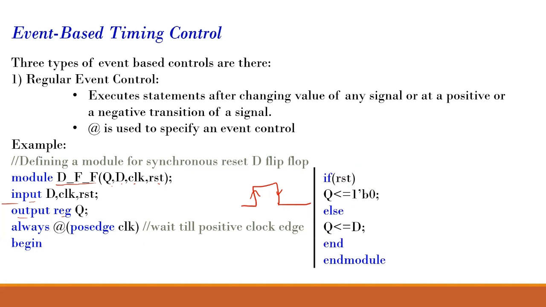If reset, what does this mean? If reset is 1, which can also be written as if reset is equal to 1, then I will give Q the value 1'b0, that is, the bit 0. If not, I will assign it the value D. And I will end it and write endmodule. Whenever you do it, remember to write begin and end at the same time. Keep that in mind.